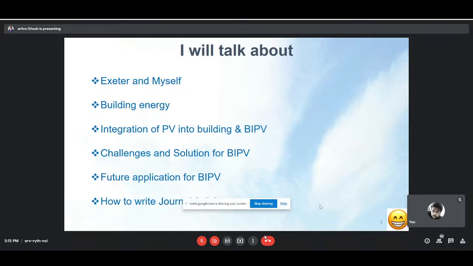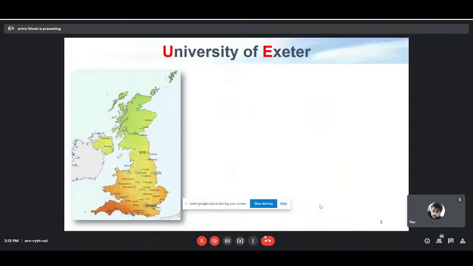And in the end, I will talk about how to write a journal paper. So this is the map of the United Kingdom, which is the addition of Northern Ireland, Scotland, Wales, and England. And my location is some point here, and this is the London location.